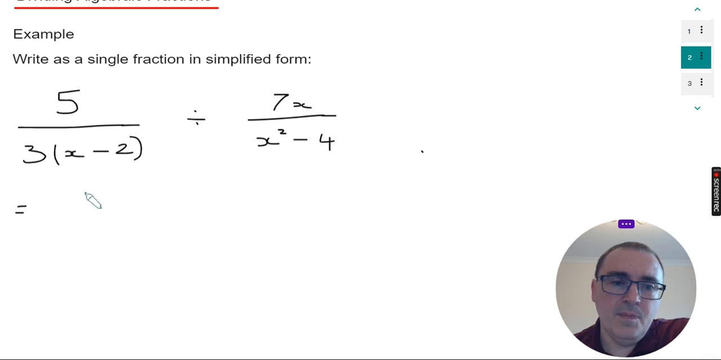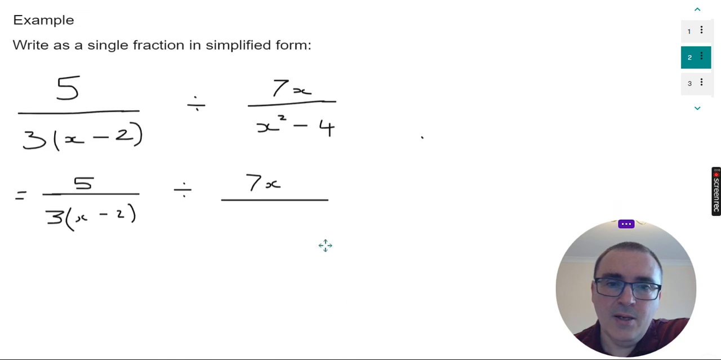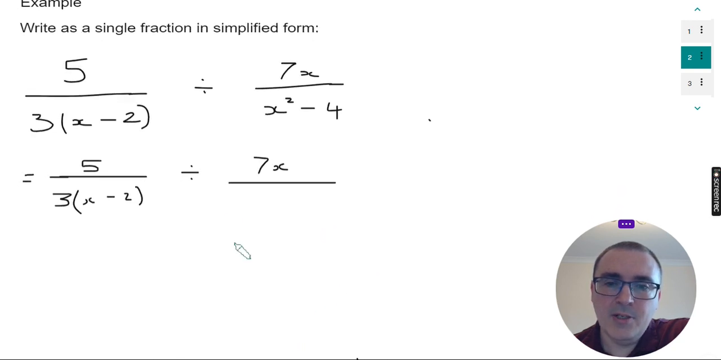So on the first fraction, the numerator cannot be factorised. The denominator is already factorised. On the second fraction, the numerator cannot be factorised, and the denominator we can put into a double bracket because it's the difference between two squares. So we just square root the 4, which is 2. So we can write the denominator as x plus 2 multiplied by x minus 2.